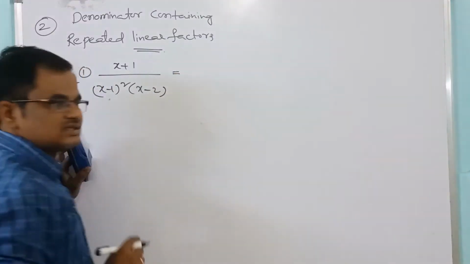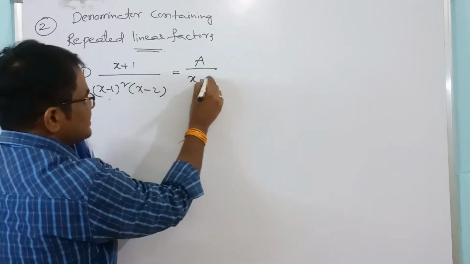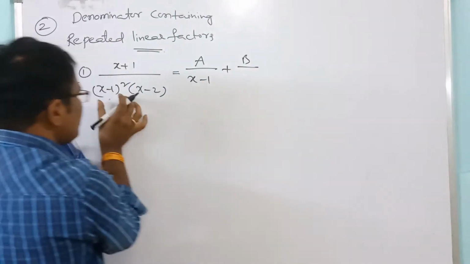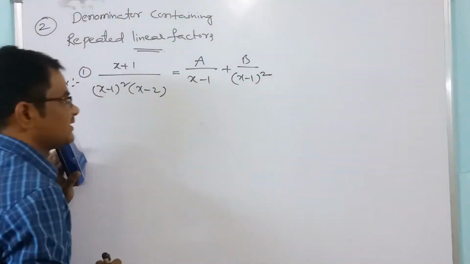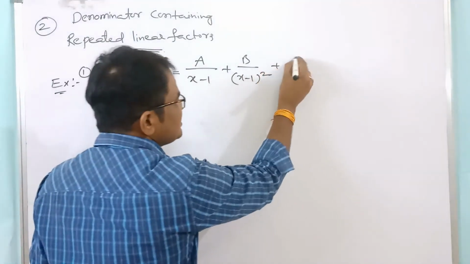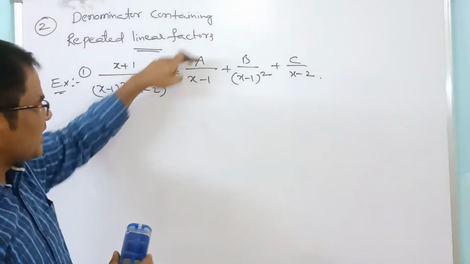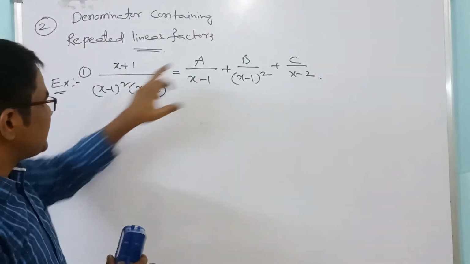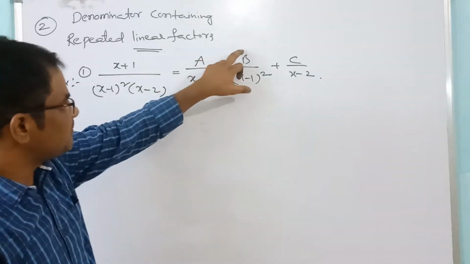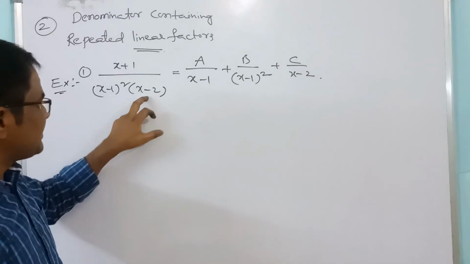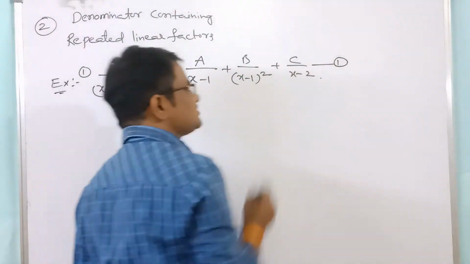So for this, how to write the sum of the three terms? Like this: A by the first linear x minus 1, plus B by x minus 1 whole square, since it is repeating that many times, and this is as it is, C by x minus 2. So A by x minus 1 plus B by x minus 1 whole square plus C by x minus 2. After that the procedure is the same. This is equation number 1.